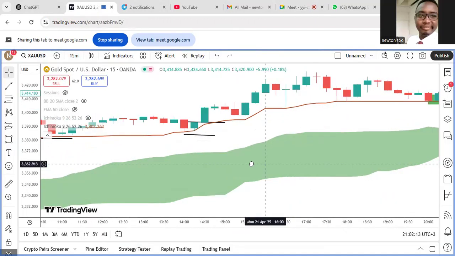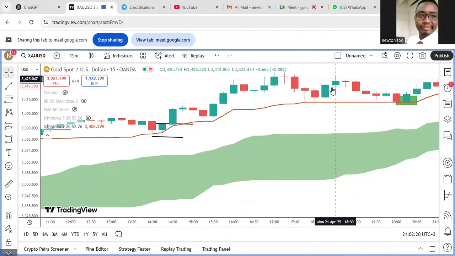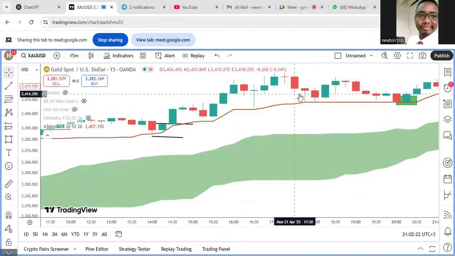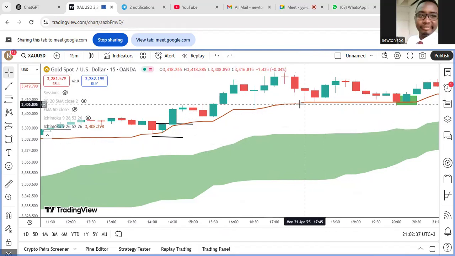So hapa ningengojea hapa. Oh, ikatouch tena. So you can see the entry here. So it has touched the baseline again. So you see, guys, right now we are focusing on a buy. We are focusing on a buy market only. Yeah, because the price is above the cloud. So again here, this one also is an entry.